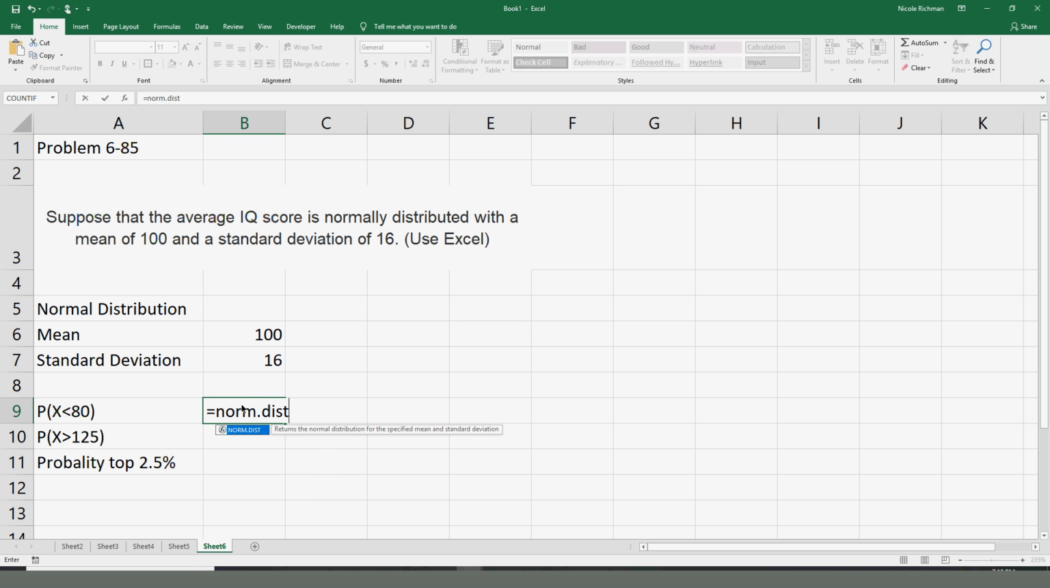Okay, so we love Excel again because we do this. Equals norm.dist. What's our X? In other words, what are we trying to target? And that's 80. Our mean. Our standard deviation. And is it going to be cumulative? Yes. So the probability that a score will be less than 80 is 0.105 or 10.5%.